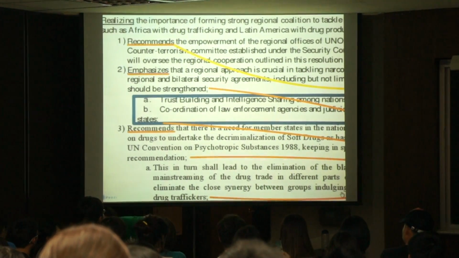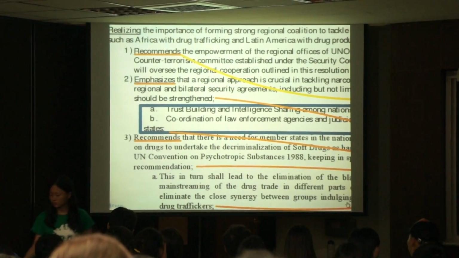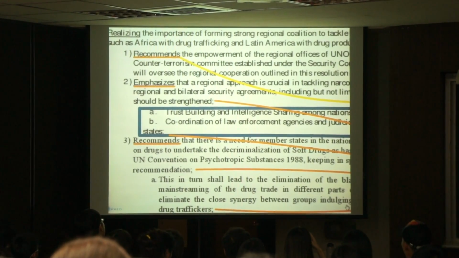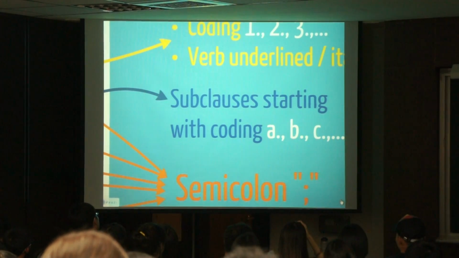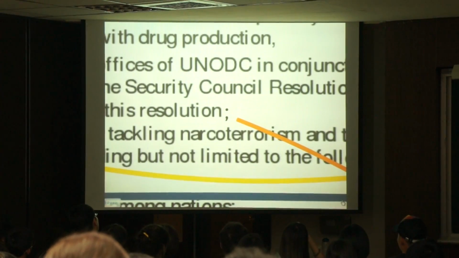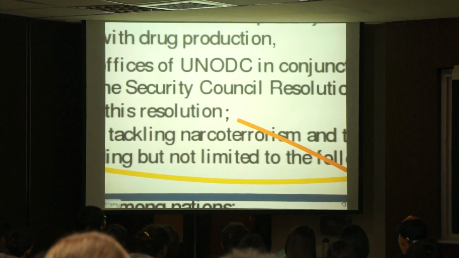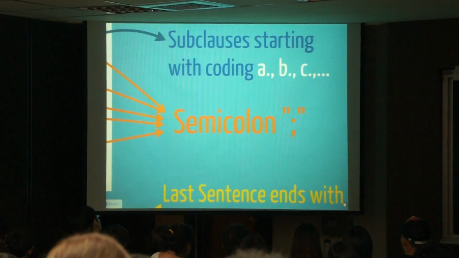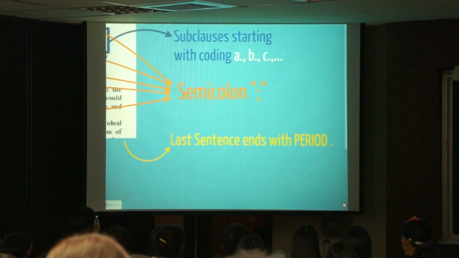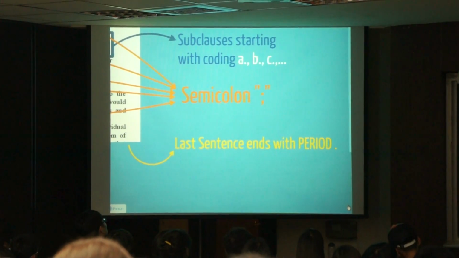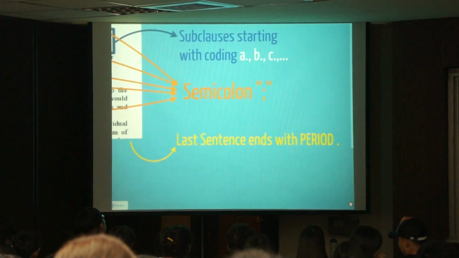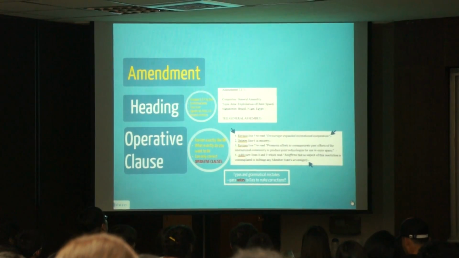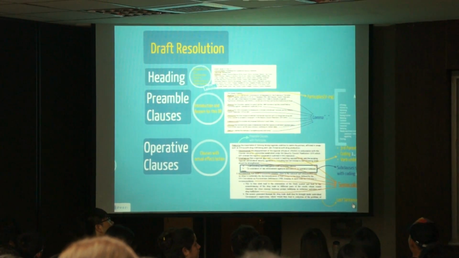And then if you have subclauses, like emphasizes blah blah blah and subclause A, subclause B, then your subclauses have to start with coding A, B, C. And also, at the end of every operative clause, it has to end with a semicolon, 分号. Don't forget. However, the last sentence has to end with a period. It's not in the picture, but don't forget it.